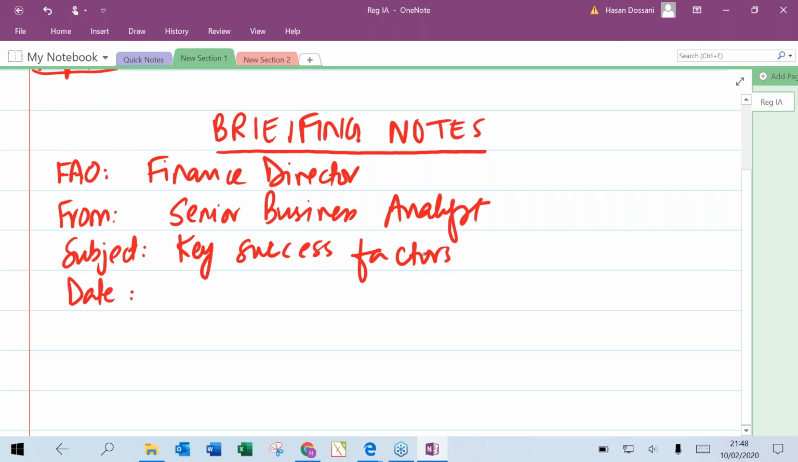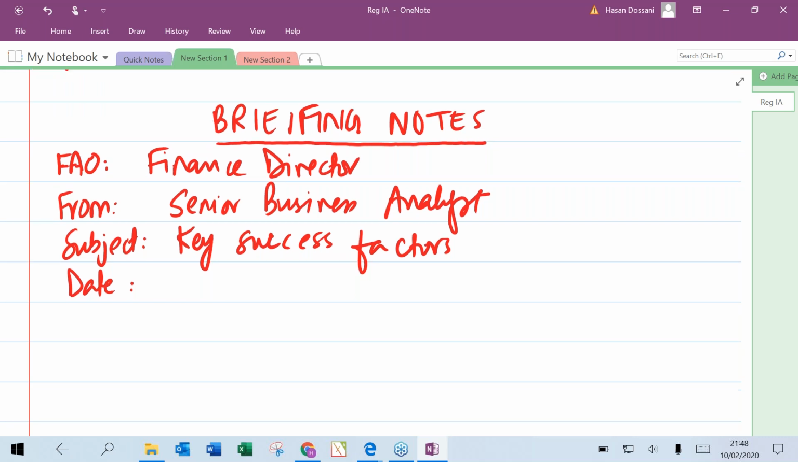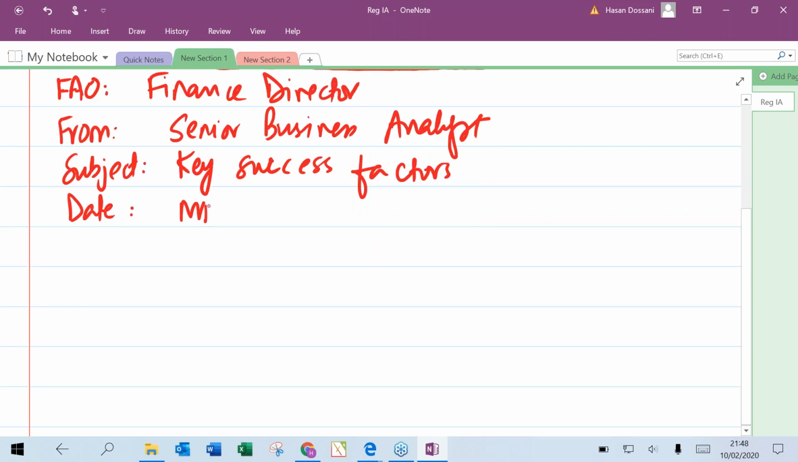That's it. What is FAO? FAO is for attention of. So when we prepare briefing notes or memo, you write FAO. You can also write 2, but I've seen examiner's answers. He prefers writing FAO for briefing paper, briefing notes, and memos. Is there any difference between briefing notes and briefing paper? No. Same thing. Date, you will just write the date on the paper, its month, day, year, whatever is the day of your paper.